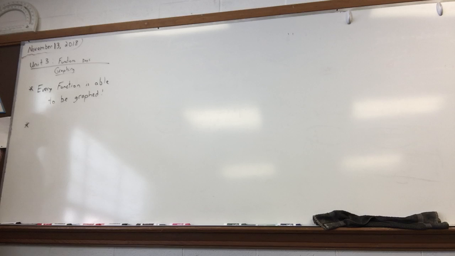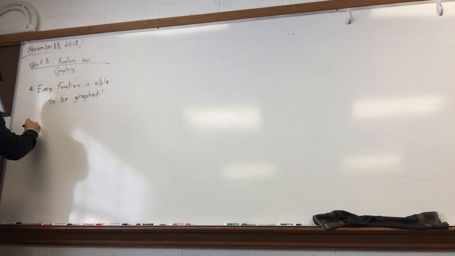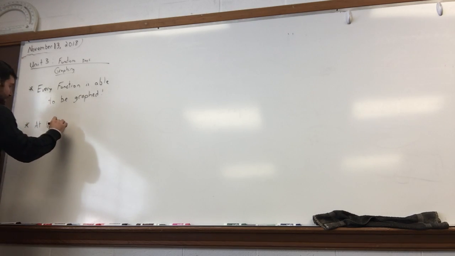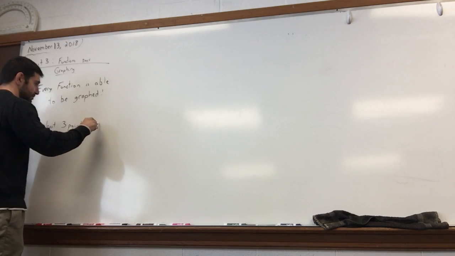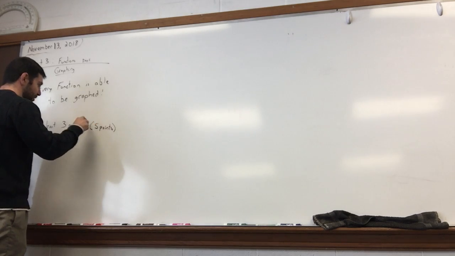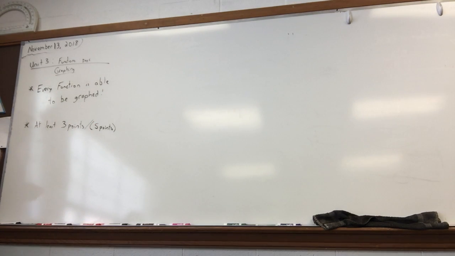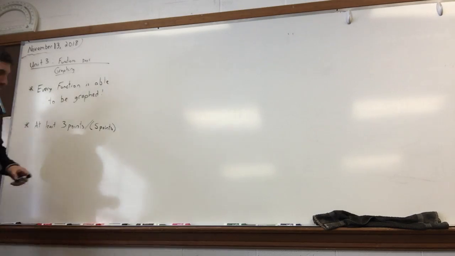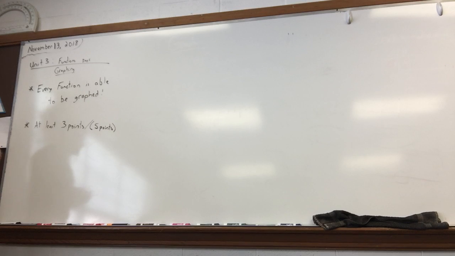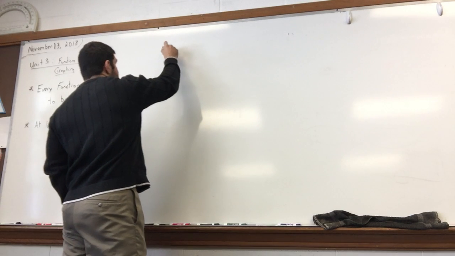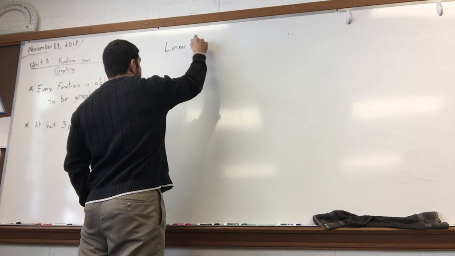How many points did I tell you yesterday that we had to use? At least 3. Yesterday I said we had to use at least 3 points. I'm going to put in parentheses 5 points. You'll see why in a second. And then we talked about one specific type of function yesterday. What type of function did we talk about yesterday? Cody. Yeah. We talked about linear functions.